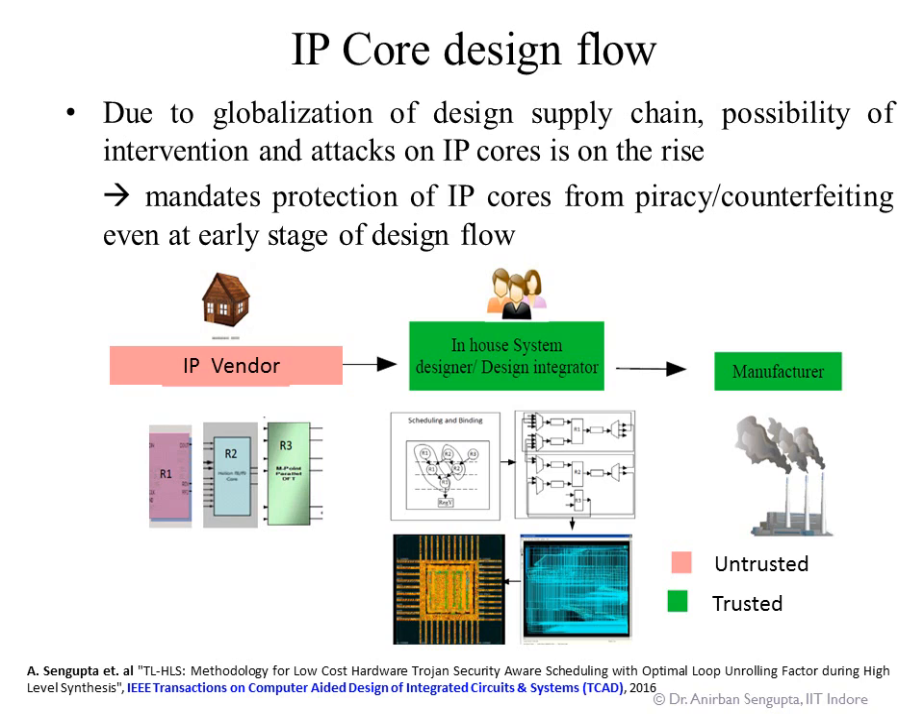Now let us look into another angle of IP core design flow security. As we know, due to globalization of the supply design chain, the possibility of attacks on IPs is on the rise. So this mandates protection of IP cores from piracy and counterfeiting, even at the earliest stage of the design flow. In this figure we see that the IP vendor is considered to be untrustworthy because it is coming from third-party sources. Then we have the in-house system designer and the manufacturer, which are considered to be trustworthy. However, the foundry and the manufacturer could also be considered untrustworthy in some cases.